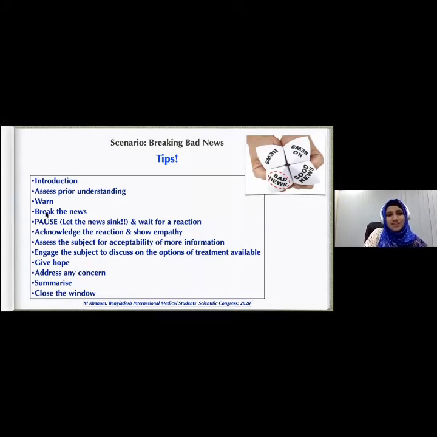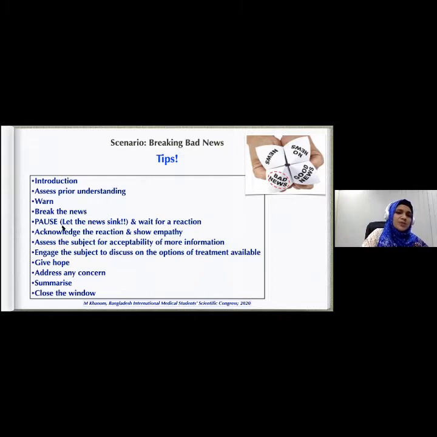So again, introduction, assess prior understanding, that is how much the listener knows about it, then warn, then break the news. Very important, remember, warn and break the news. So you can just tell, I'm afraid it's not going to be good news, or I'm afraid the news is not good, or I'm afraid your father is not in good condition, I'm afraid he's in critical condition. Give her or him some time to absorb it, then break the news.